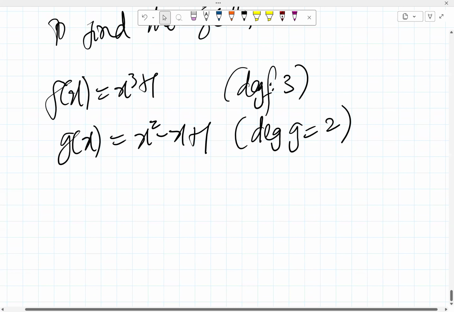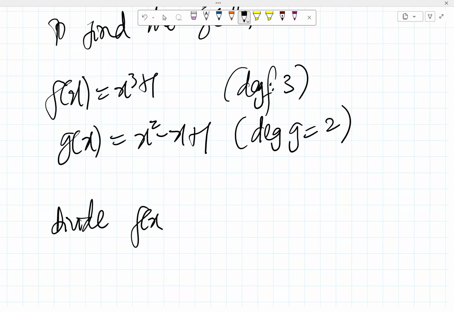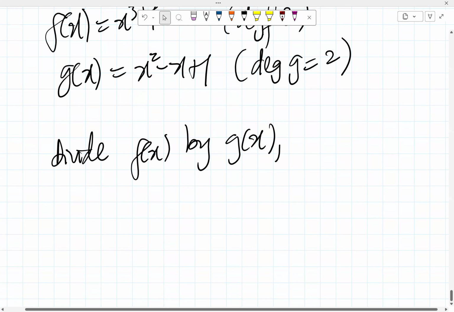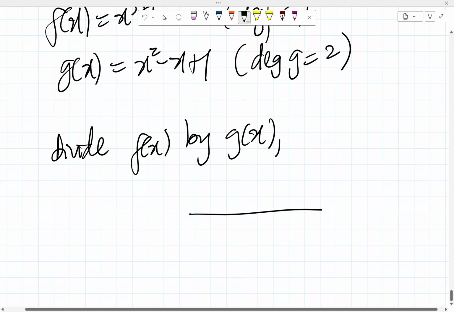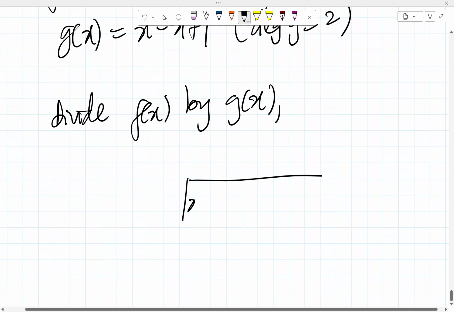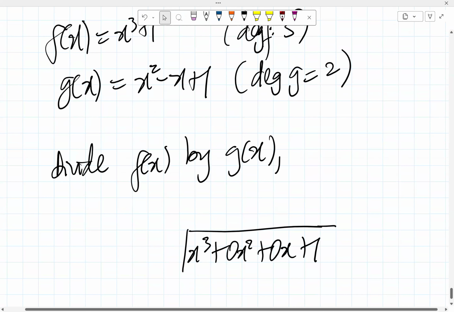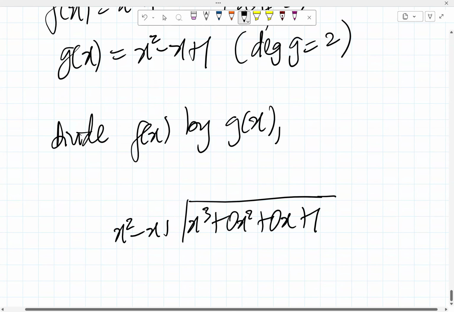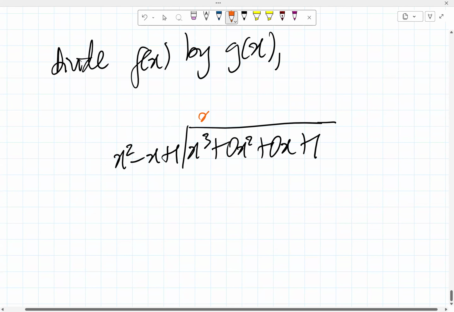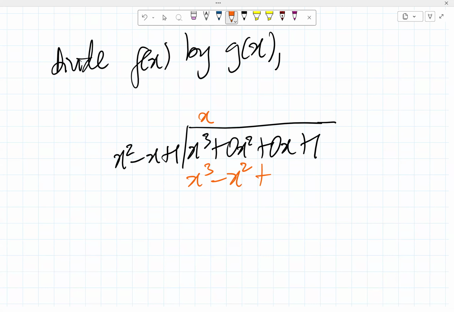So we divide f of x by g of x. The one with the smaller degree is what you divide with. Our f of x is x cubed plus 1, so that will be x cubed plus 0x squared plus 0x plus 1. Very important: anything that is missing, you fill it up. Then the other one is x squared minus x plus 1. So let's go now. x cubed divided by x squared is x. x times x squared is x cubed, x times minus x is minus x squared, x times 1 is plus x.